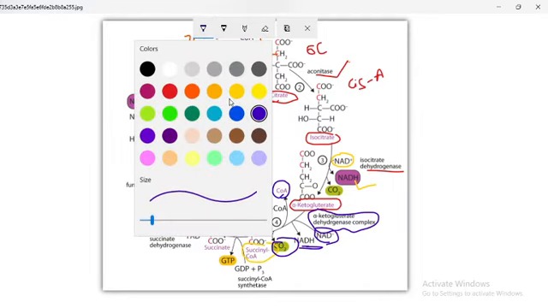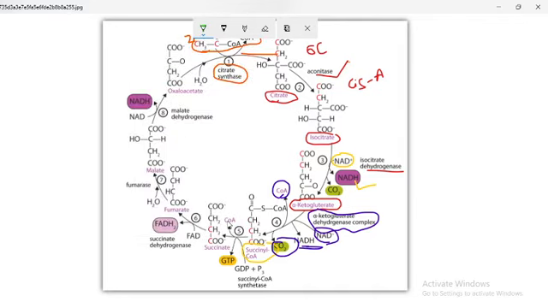The next stage is succinyl-CoA is converted into succinate. During this process also the CoA group is released. This is one of the important steps, catalyzed by succinyl-CoA synthase. It utilizes GDP and inorganic phosphate to synthesize a GTP molecule. In this step one GTP molecule is synthesized.